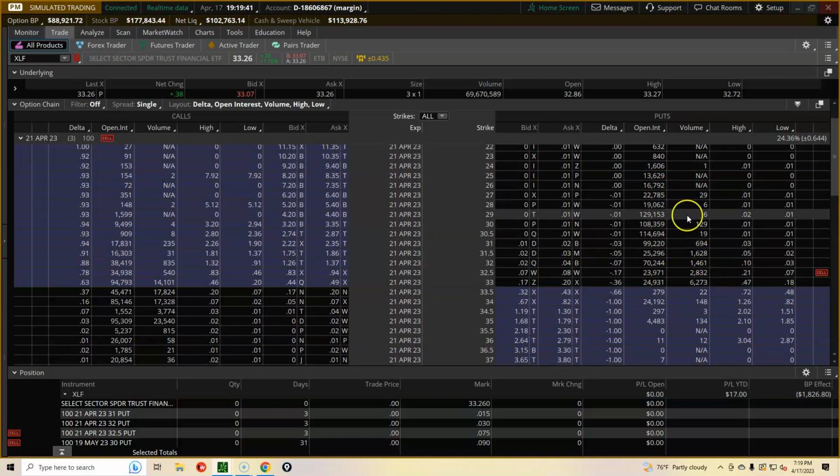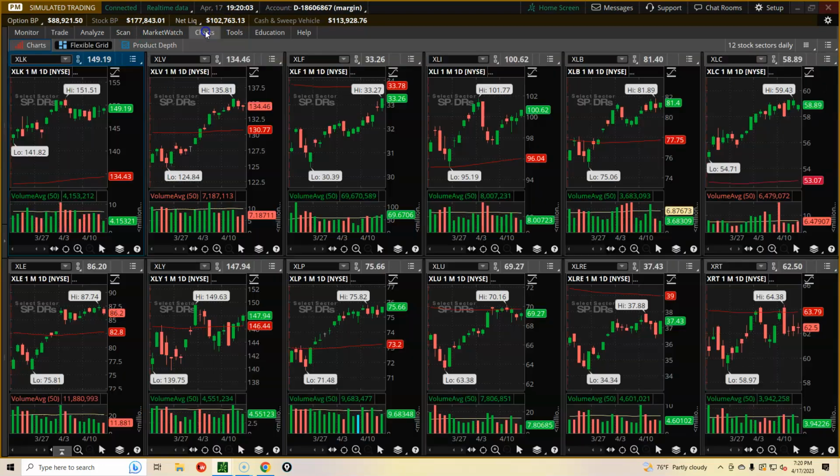Although as we go further away from the money, and we're running out of time in the option life, we're getting less per day as it goes further away. But all the way down here to 31.50, we got over 1,500 contracts being traded at the 31.50. So let's just take a quick peek at what looks interesting.